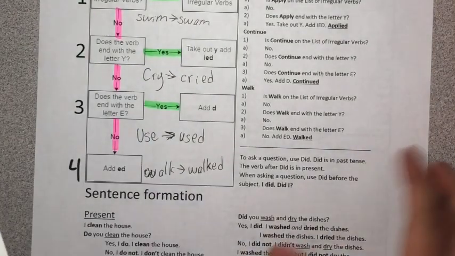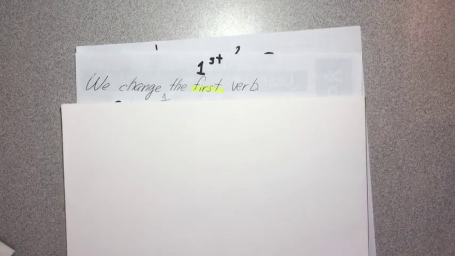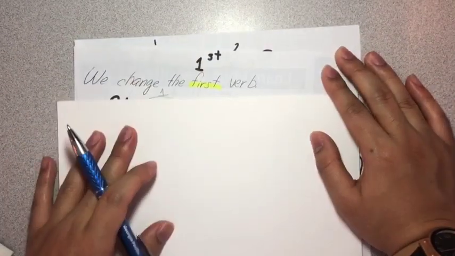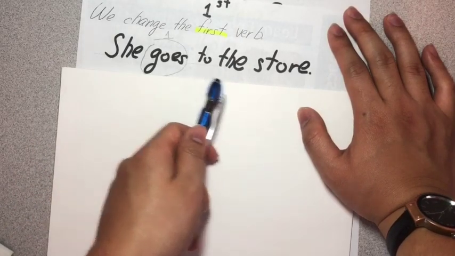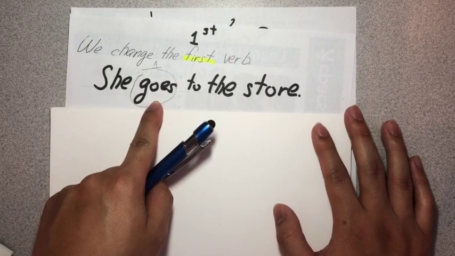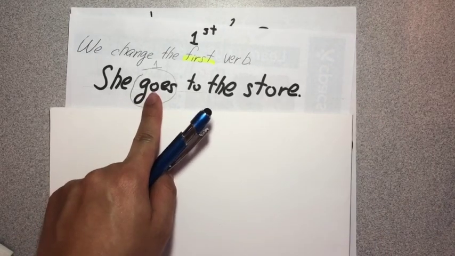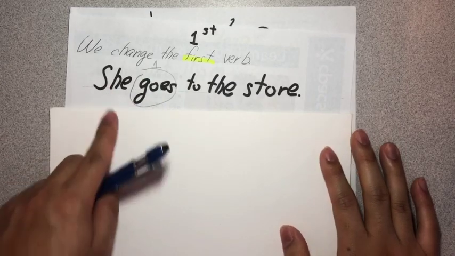So now, let's practice when to use the past tense. We have, in the present, we change the first verb only. We only change the first verb. So in this sentence, she goes to the store. Goes is the verb. It's the first verb. So we change it from to go to goes because she.